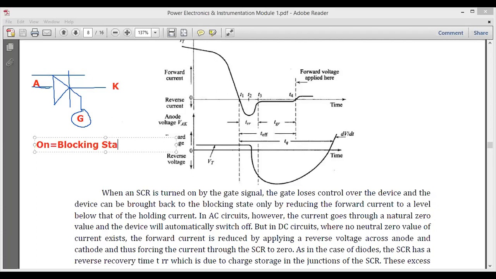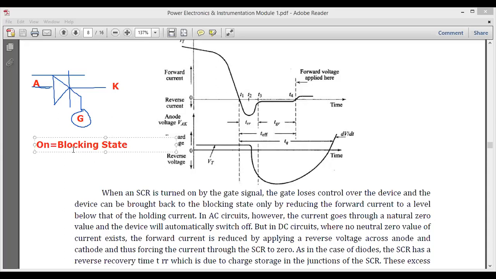It is possible. So what is the first condition? When your SCR is turned on, the gate loses control over the device. If the gate loses control over the device, and you want to have control over the particular SCR, what we can do is bring our SCR from the on state to the blocking state.